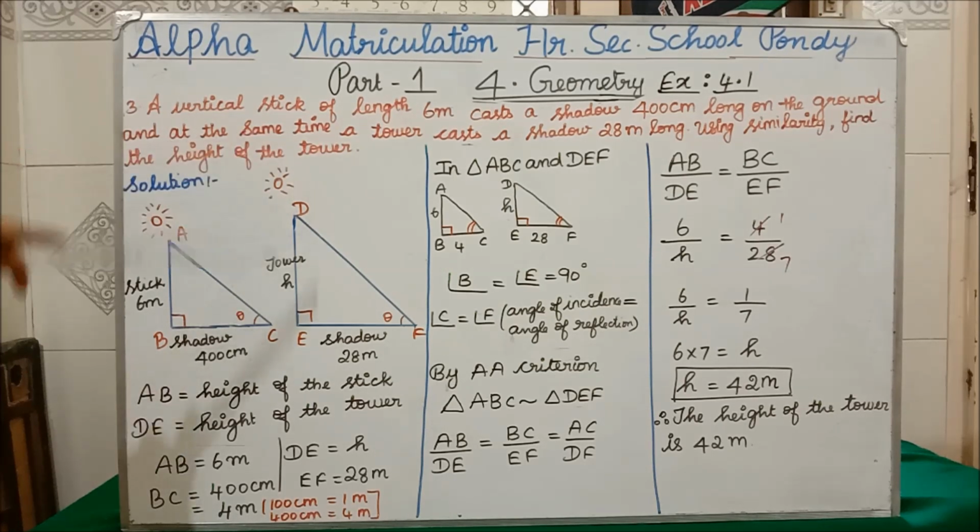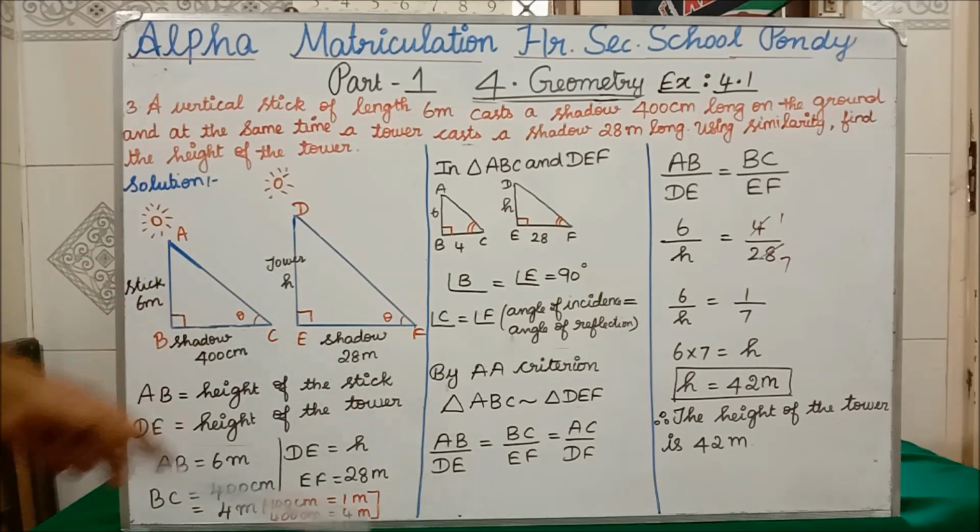DE, the height of the tower, we don't know, so I have kept it as H. EF, the shadow, is 28 meter. Clear, all of you? Now, we want to show these two triangles are similar.